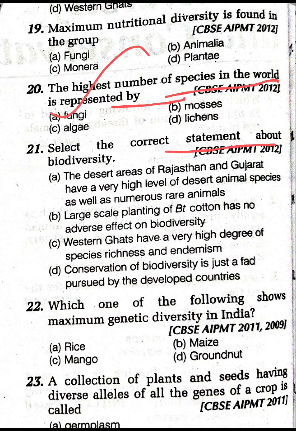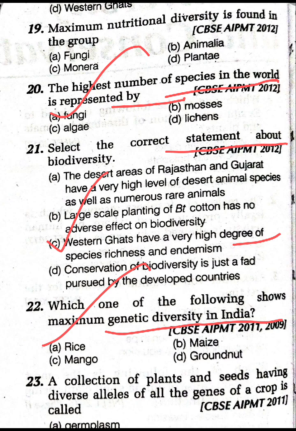Select the correct statement about biodiversity. So it is option number C, Western Ghats, they have a very high degree of species richness and endemism. Next one, which one of the following shows maximum genetic diversity in India? So now there is option number A, rice. Rice has the maximum genetic diversity in India. There are around 2 lakh species of rice available in India.